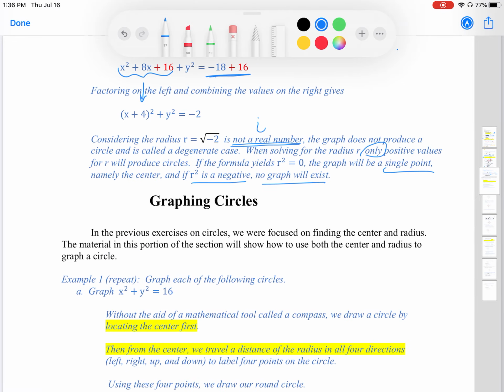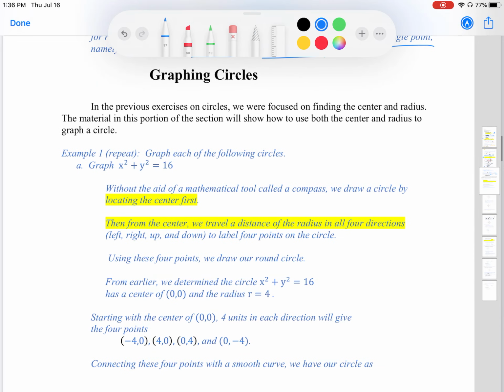All right, let's continue with graphing circles. In the previous exercises on circles, we were focused on finding the center and radius. The material in this portion of this section will show how to use both the center and radius to graph a circle. All right, let's take a look at example 1. Let's repeat the problem and let's graph it.